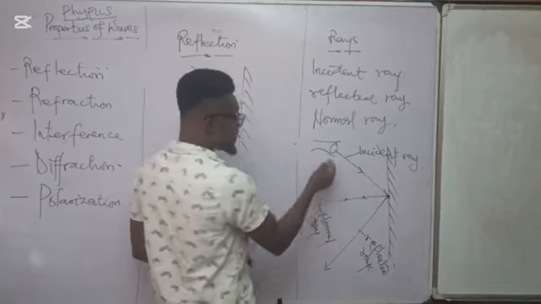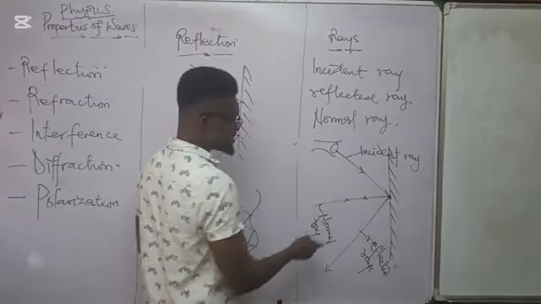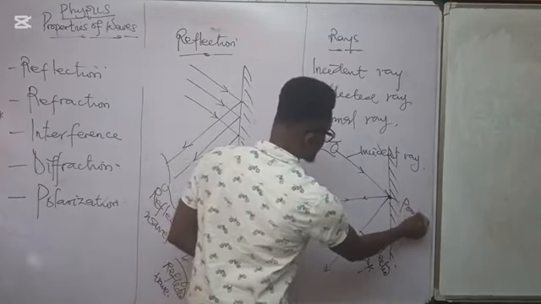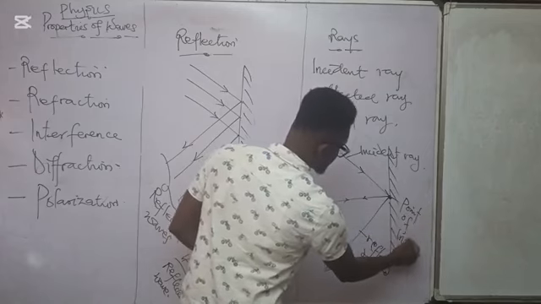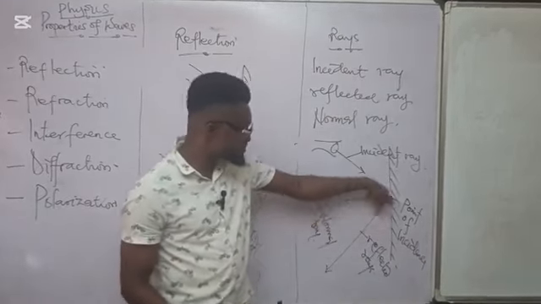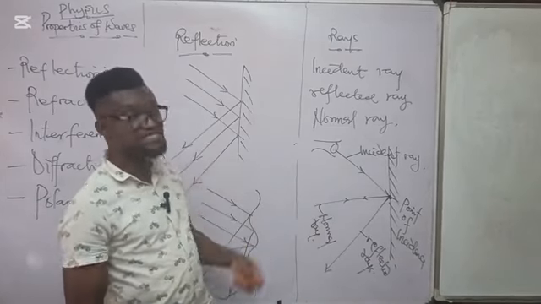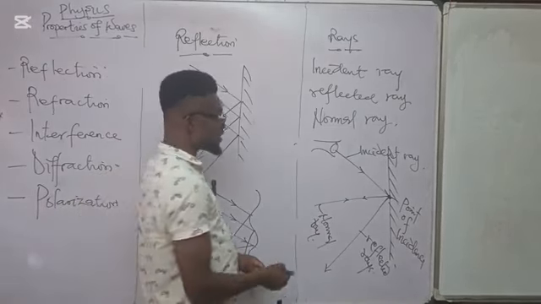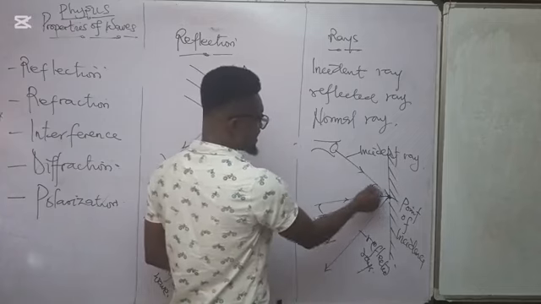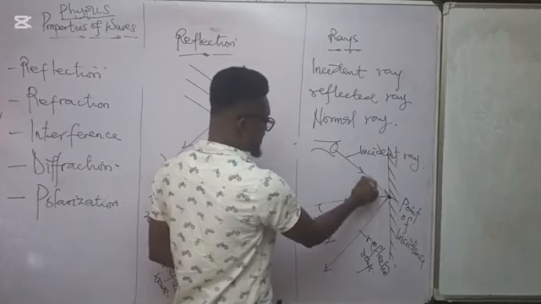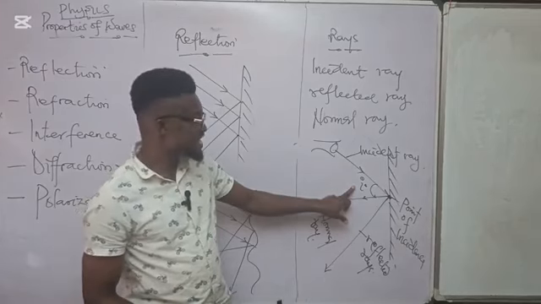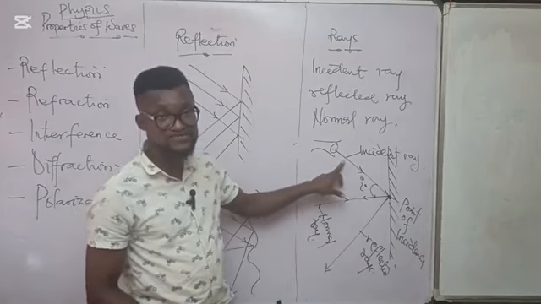In this case, the point where this ray hits the surface will be termed the point of incidence. Or you can also call it the point of reflection, because from that point, the reflected ray emerges out. At this point, the incident ray can be measured from the normal. The angle the incident ray makes with the normal is known as the angle of incidence, which is the angle between the normal line and the incident ray.